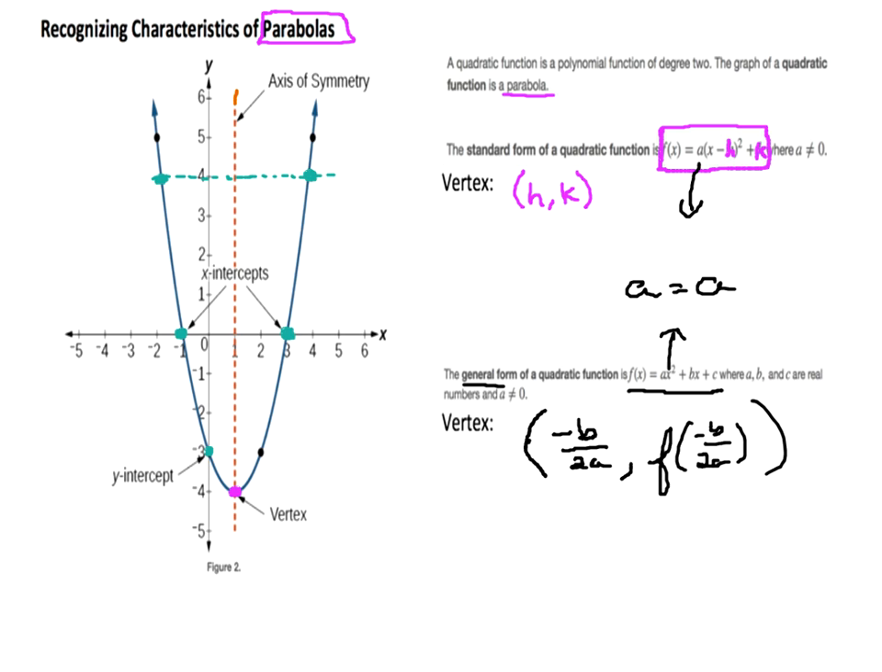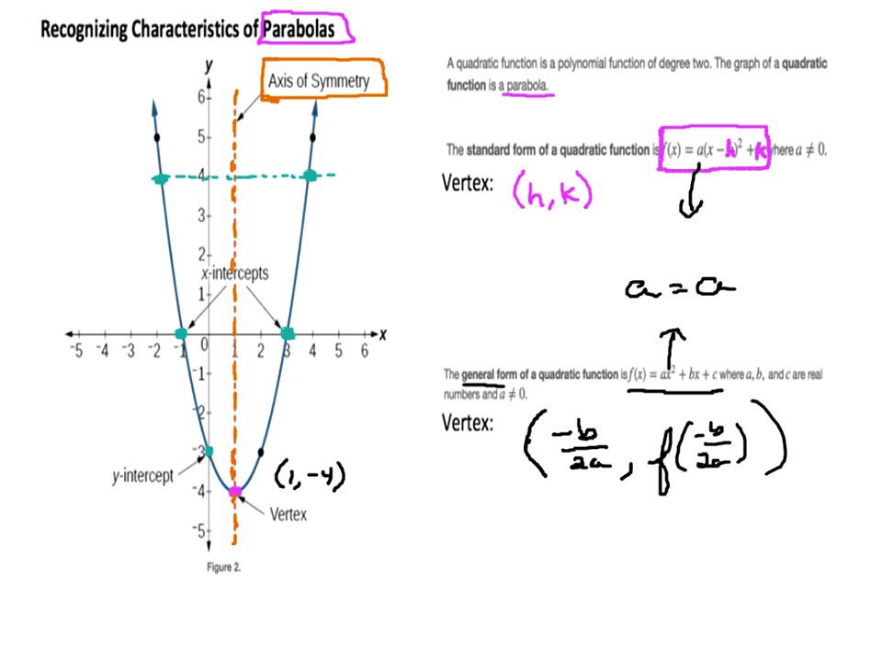The line that you could imagine running vertically through the vertex is also important. It splits the parabola into two symmetrical halves. That is why it's called the axis of symmetry. And okay, so let's look. The coordinates of the vertex are 1, -4. And I have a vertical line going through that vertex.